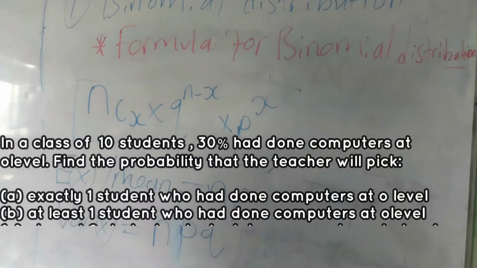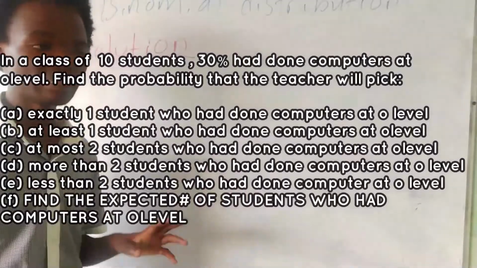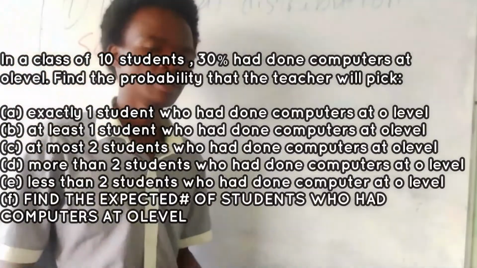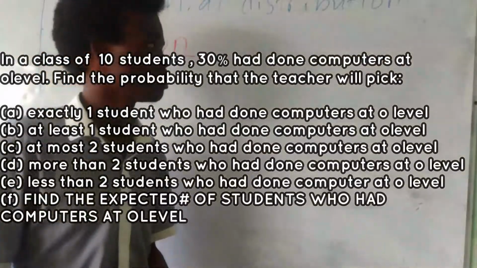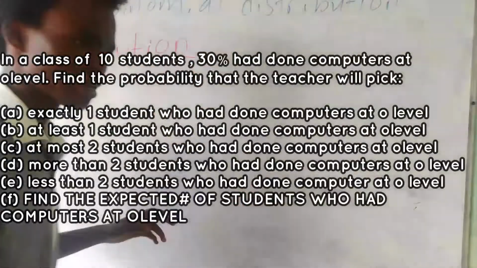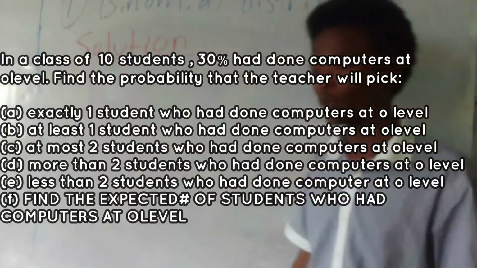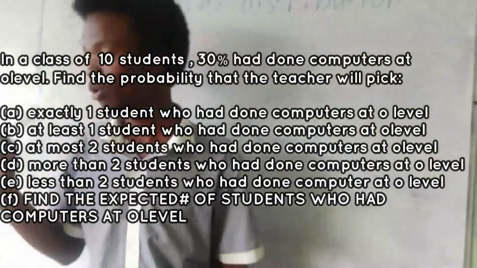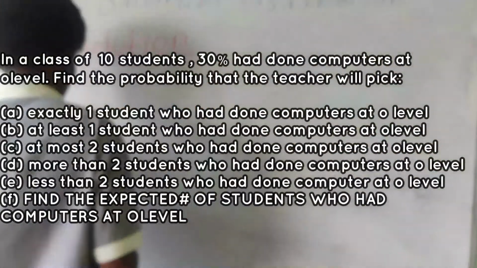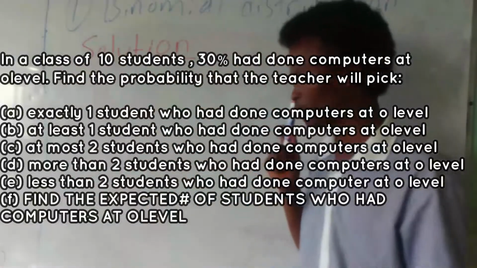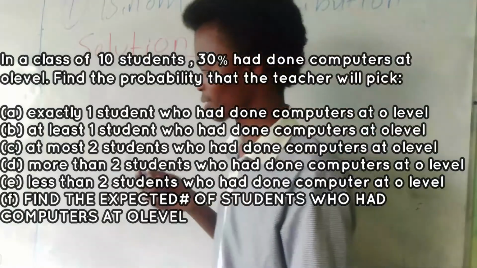The first example: in a class of 10 students, 30% had done computers at O level. Part A: find the probability that the teacher will pick exactly one student who had done computers at O level. Part B: find the probability that the teacher will pick at least one student who had done computers at O level.